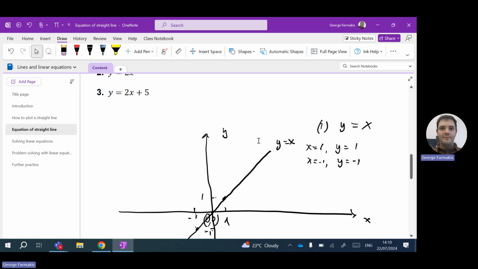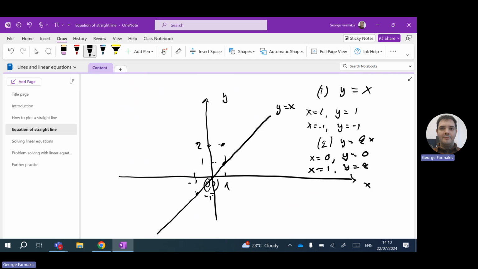For the second one, we have y equals 2x. Again, if we take x equals 0, y is 0. So this line, y equals 2x, again passes through the origin. We take x equals 1, y now is 2. So it would be here. So 2 points that belong to the line y equals 2x are the origin and the point 1, 2. So let's join these 2 points. So this is y equals 2x.